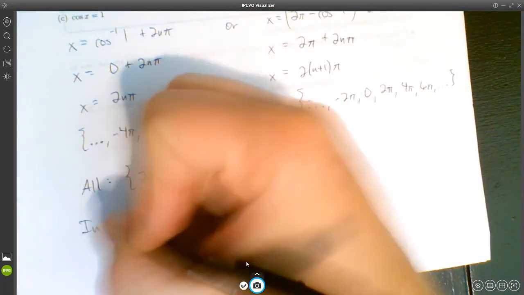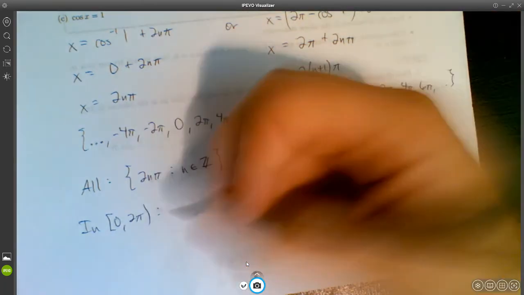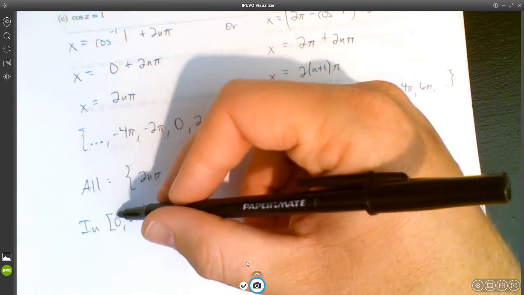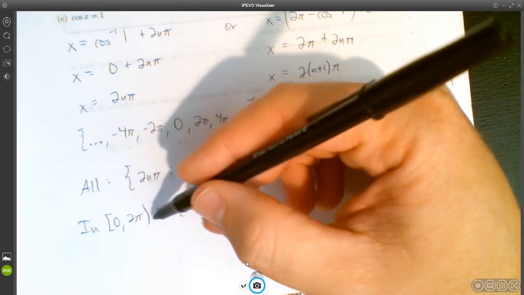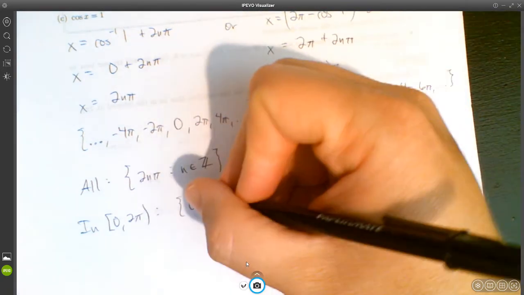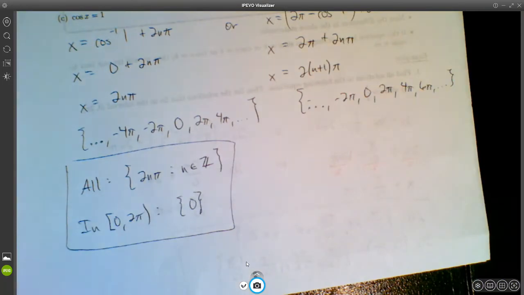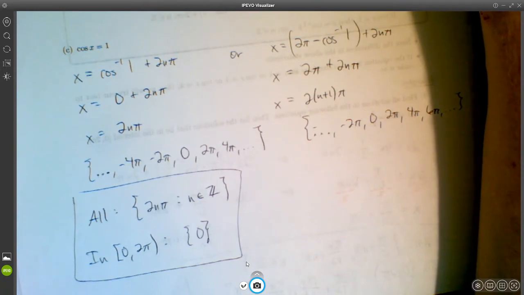Now, if I'm interested in the solutions that live in the interval from 0 to 2 pi: if I plug in something negative, I'm going to get something negative, right? That's no good. If I plug in 0, I get 0. That's in the set. If I plug in 1, I get 2 pi, but 2 pi is not in the set, right? We're using a parenthesis here. So I think 0 actually is the only solution that lives between 0 and 2 pi. That's the only solution to the equation.